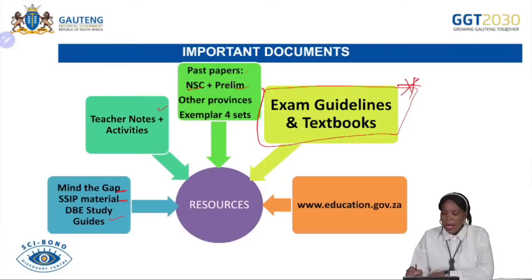Then, most importantly, this is very, very important. All of these are important, but this is the most important: your exam guidelines and your textbooks. Now, your exam guideline is what is going to give you the scope, or how much you should know per topic. So what are the things that the examiner is going to ask you? So you need to have your exam guideline.